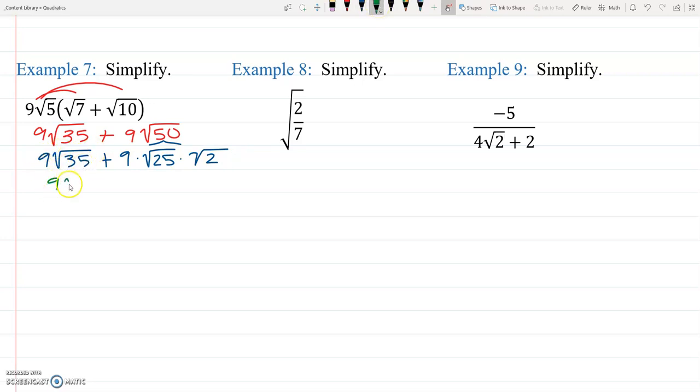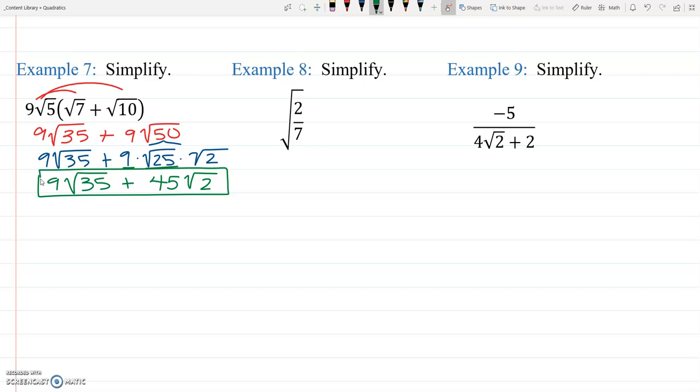Okay, so I got 9 square root of 35 plus 9 times 5. You okay with that? Okay, 9 times 5 is 45 square root of 2. Alright, not like terms. Square root of 35, square root of 2, not like terms. I cannot combine them, meaning this is as simple as I can make it. The directions say to simplify, this is as simple as I can make it. Questions, or am I moving on?